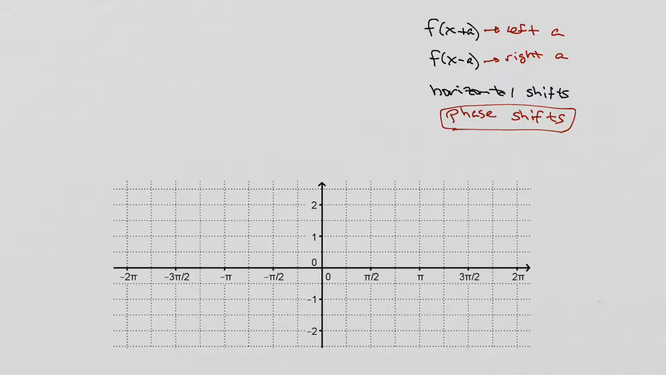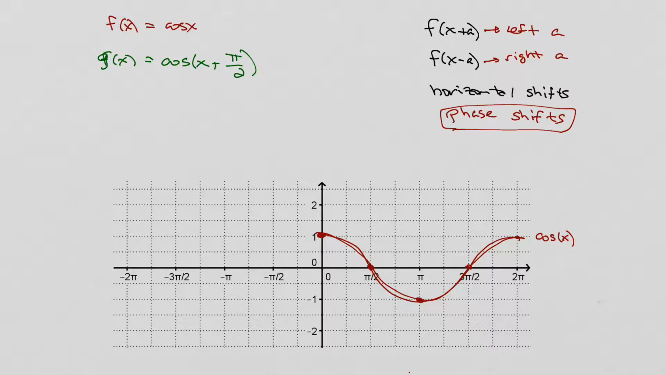So let's look at this function. How about f of x equals cosine of x? If you remember, that looks like this thing. So there's my function cosine of x. What if I had this function, g of x equals cosine of x plus pi over 2? What we'll do is take that function cosine x and push it left by pi over 2 units.